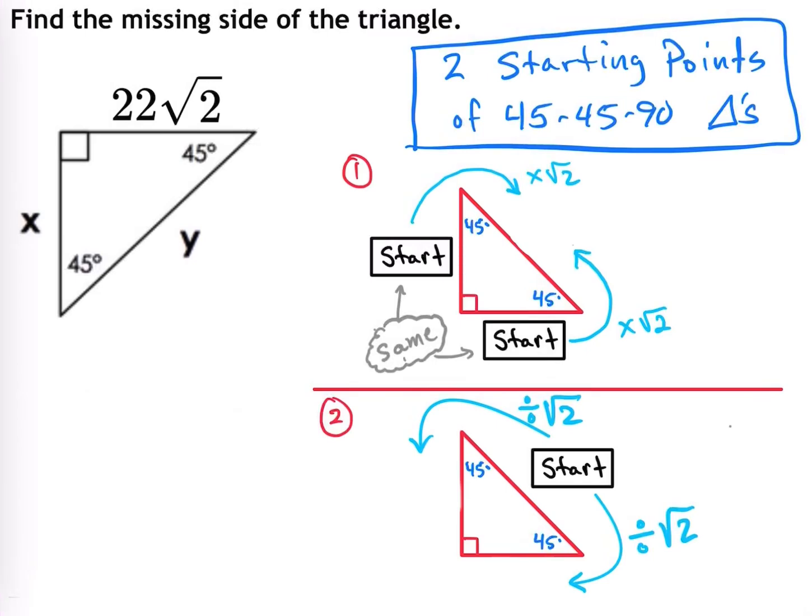All right, welcome. In this video, you're going to learn how to find the missing sides of a 45, 45, 90 triangle. What you need to realize is that there's two different starting points. You can start on the legs like we are here in this question, where this leg and this leg are the exact same length. So x, that's super easy. X equals 22 times the square root of 2.